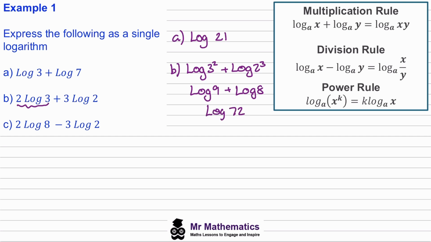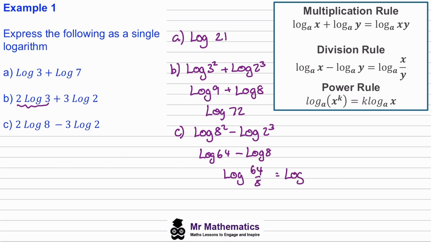Okay? And then for question C, you'll notice that now we've got the subtraction. So we're going to use the division rule. But before we do, we can use the power rule to bring this 2 up to the 8 and the 3 up to the 2. So we'll get the log of 8 squared minus the log of 2 cubed. We can simplify this as the log of 64 minus the log of 8. And then we can use the division rule to write that as a fraction. So we'll get log of 64 divided by 8, which is the log of 8. Okay?